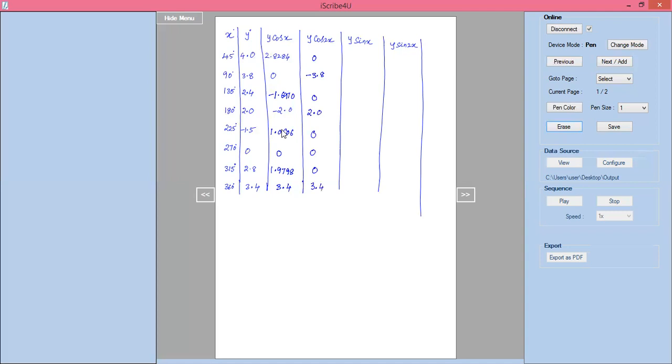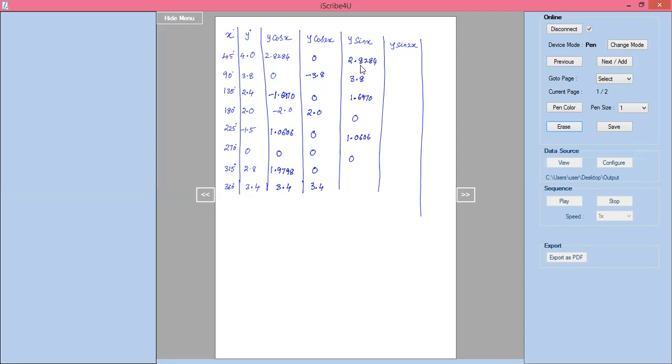Next, similarly, y sin x. We know that y sin x means y times this term into that angle. The angle is 45. Y sin 45 is 2.8284. Then similarly, y into 3.8, into this one should be 3.8. Next one should be 1.6970. Next one should be 0. Next one should be 1.0606. Can simplify using calculators.